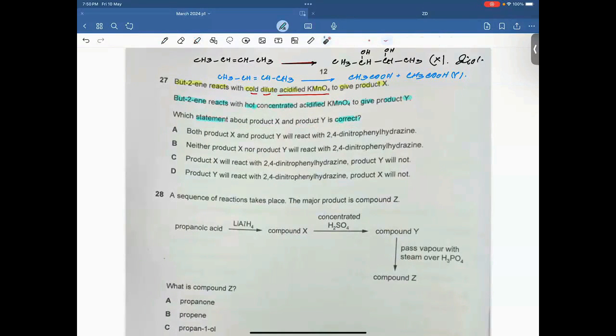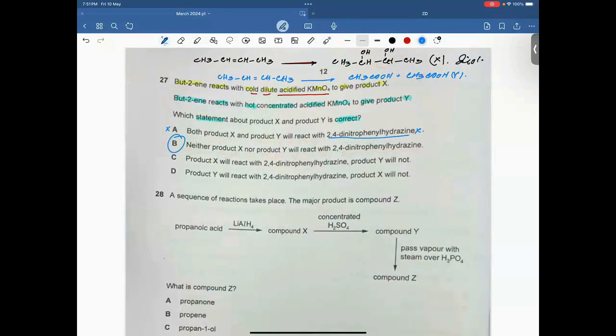So right answer, let's suppose both product X and product Y will react with 2,4-DNPH, that is 2,4-dinitrophenylhydrazine. They cannot react with 2,4-dinitrophenylhydrazine because 2,4-dinitrophenylhydrazine cannot react with alcohol, cannot react with carboxylic acid, can only react with aldehyde and ketone. So option A is incorrect. Neither product X nor product Y will react with 2,4-DNPH. That's the right answer, I must say, because alcohol and carboxylic acid cannot react with 2,4-dinitrophenylhydrazine.